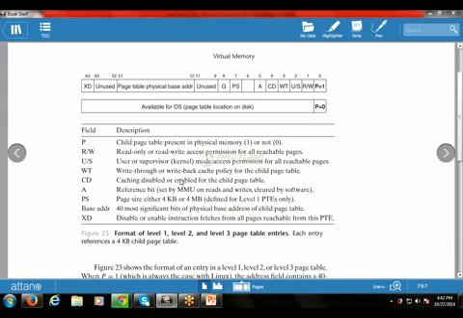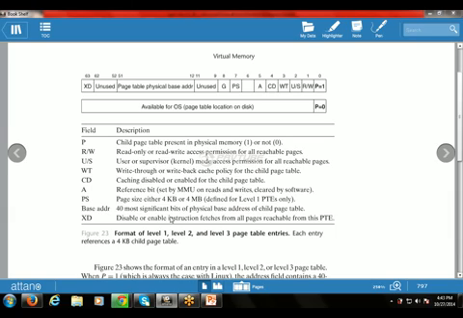Then U/S, that is user or supervisor. Then there is CD, which is used for caching disabled or enabled for the child page tables. Then A, which is used as a reference bit. Then PS, that is page size, either 4KB or 4MB.